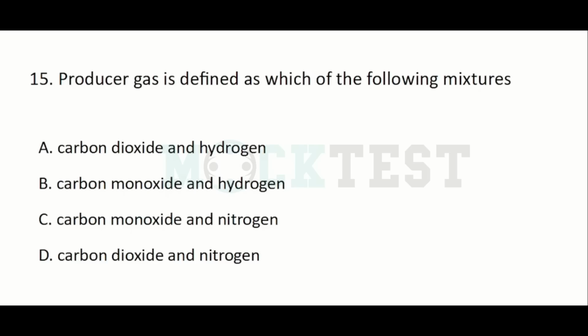Producer gas is defined as which of the following mixtures? Option A, carbon dioxide and hydrogen. Option B, carbon monoxide and hydrogen. Option C, carbon monoxide and nitrogen. Option D, carbon dioxide and nitrogen. Answer is option C, carbon monoxide and nitrogen.